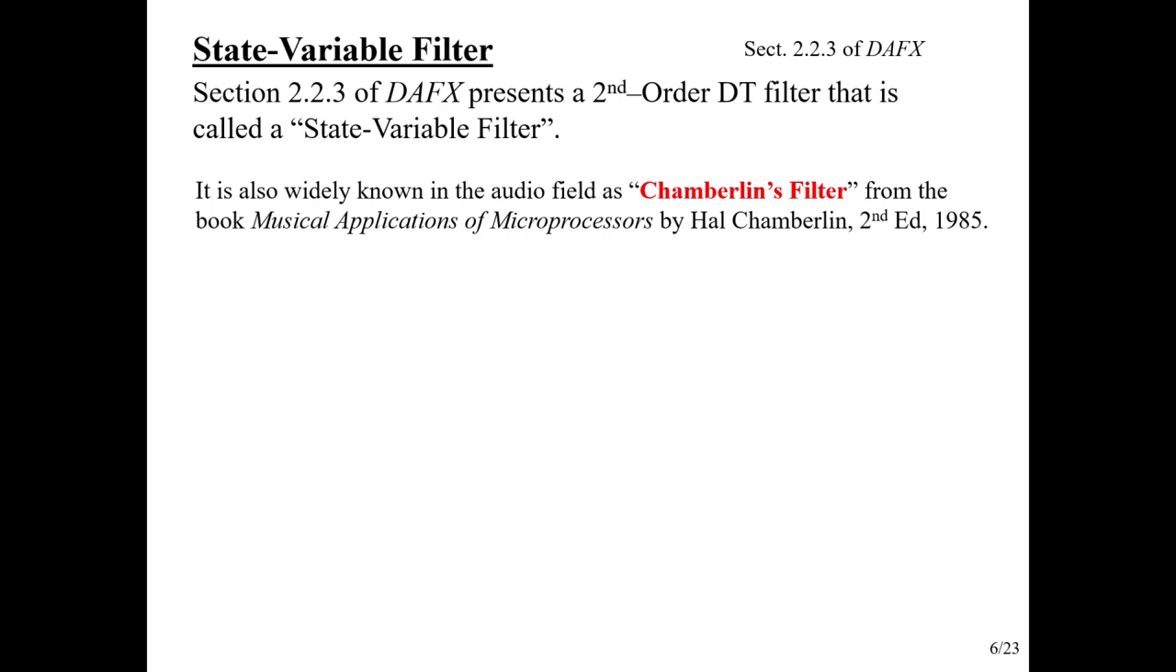The last thing, or the second part of this we want to talk about, is something that's widely known as Chamberlain's filter. And this comes from a book by Hal Chamberlain. The second edition came out in 1985, and I think the first edition came out in 1980. So that's a book called Musical Applications of Microprocessors.